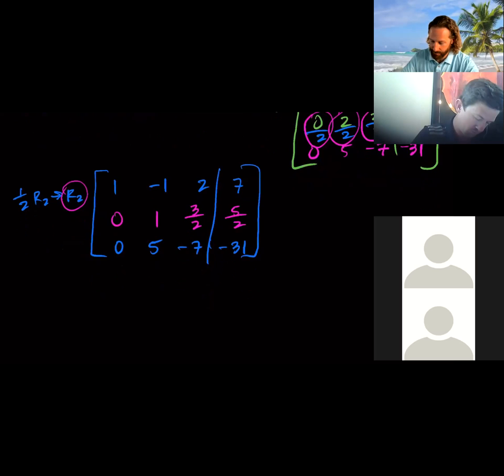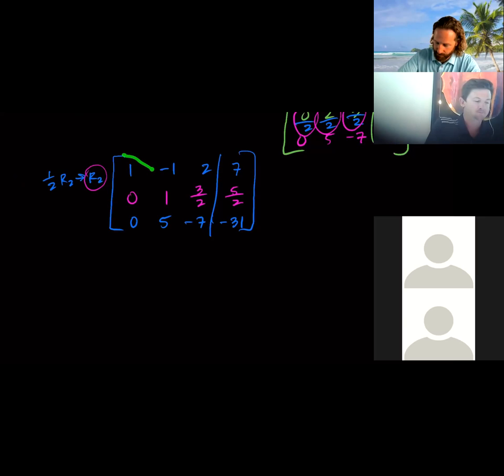Still need a 0 and a 1 on the third row. Good. Before we try to make this a 1, we have to make everything under the ones zeros, which we did here. Worked out well, but now we have to make this a 0. And how are we going to do that?